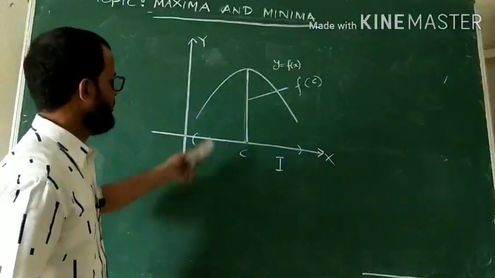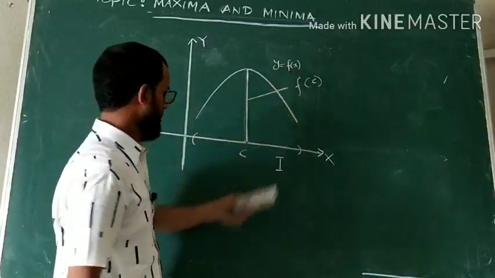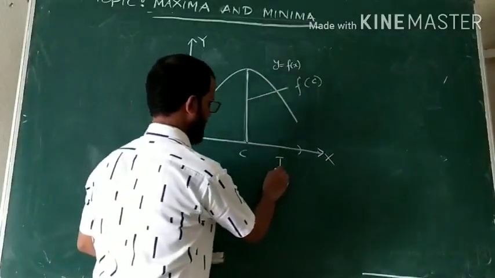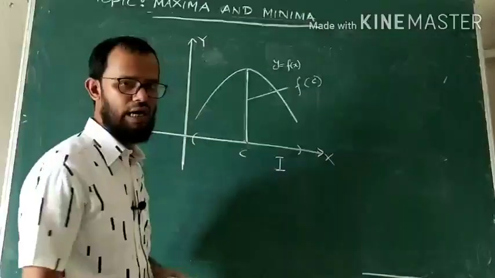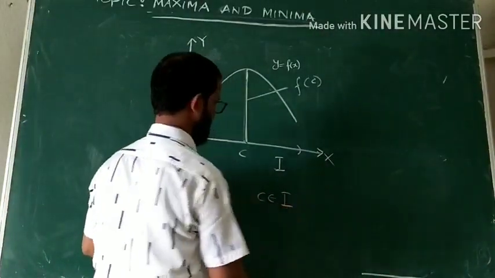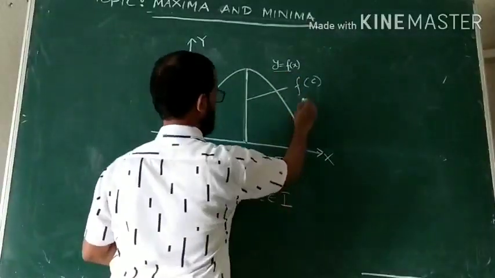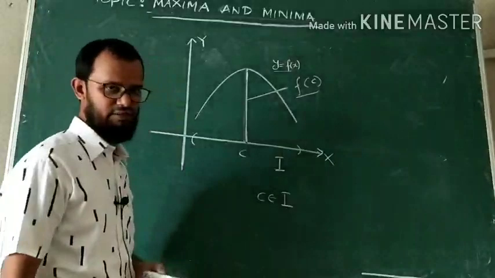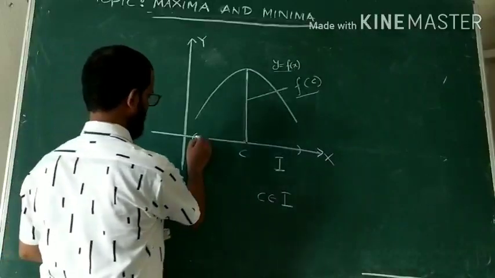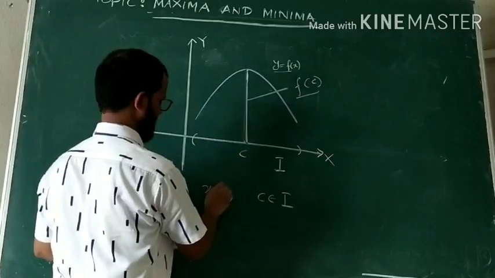Here I am drawing the graph of the function y equal to f(x), which is defined on an interval I, where c is a point in I. The value of the function y equal to f(x) at the point c is given by f(c).